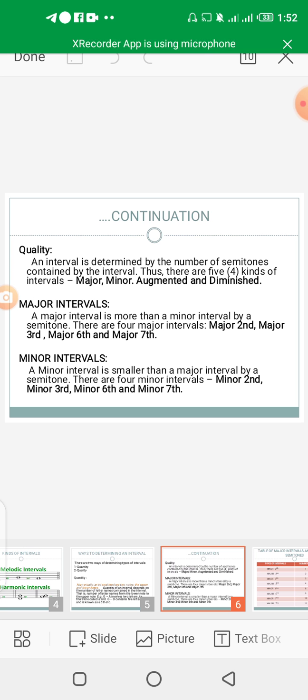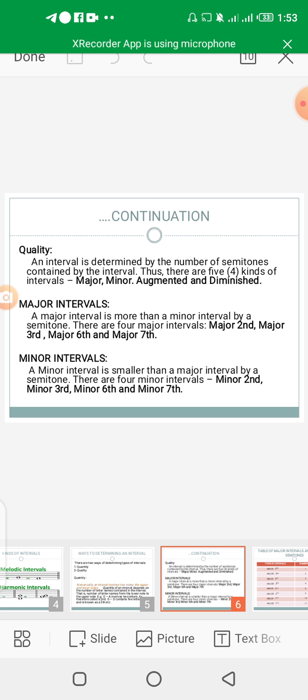Now a major interval is more than a minor interval by a semitone. There are four major intervals. The first one is the major second. The second one is the major third. The third one is the major sixth, while the last one is the major seventh.